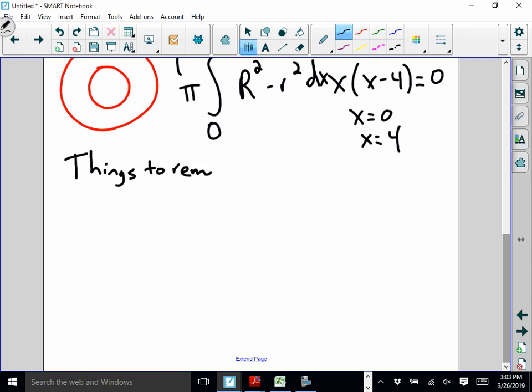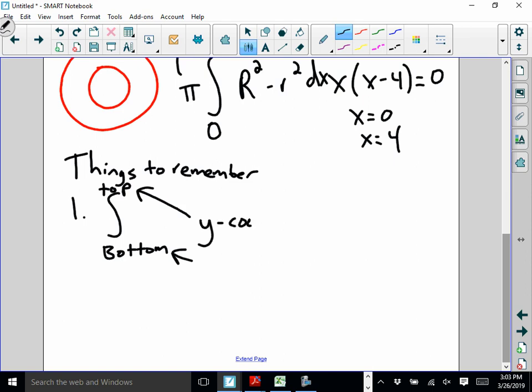Number 1, we integrate from bottom to top. Okay? So these are the y coordinates of intersections. That's the first of 2 big differences. The other big difference is what is our big R and what is our little r.